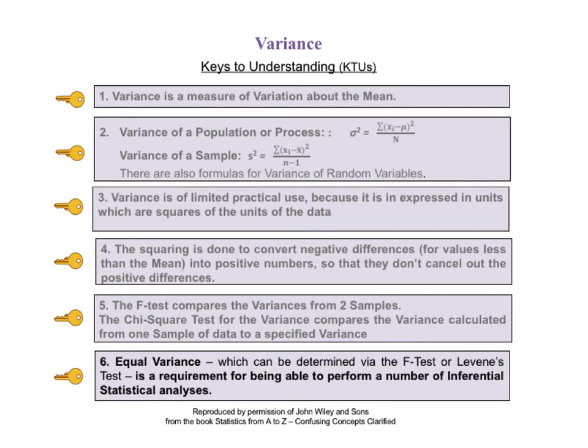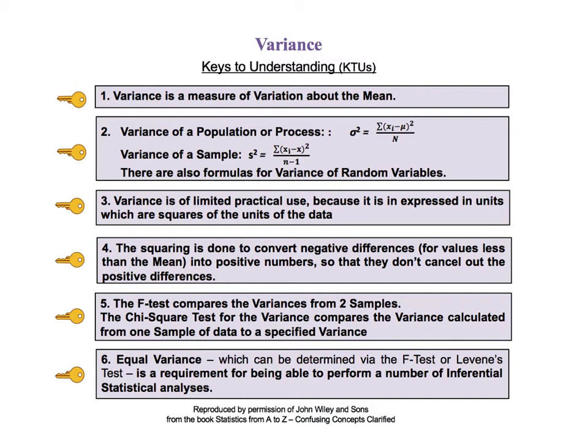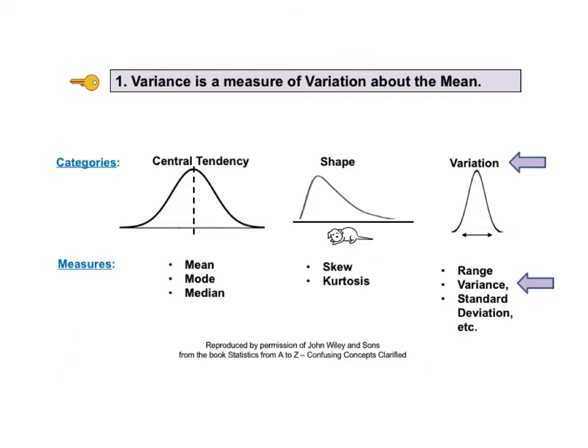And the sixth and final KTU says equal variance, which can be determined via the F-test or Levene's test, is a requirement for being able to perform a number of inferential statistical analyses. And here, on one page, are the 6 keys to understanding the concept of variance. You may wish to pause the video at this point to read them all together. Okay, now let's begin our detailed explanation of each key to understanding.